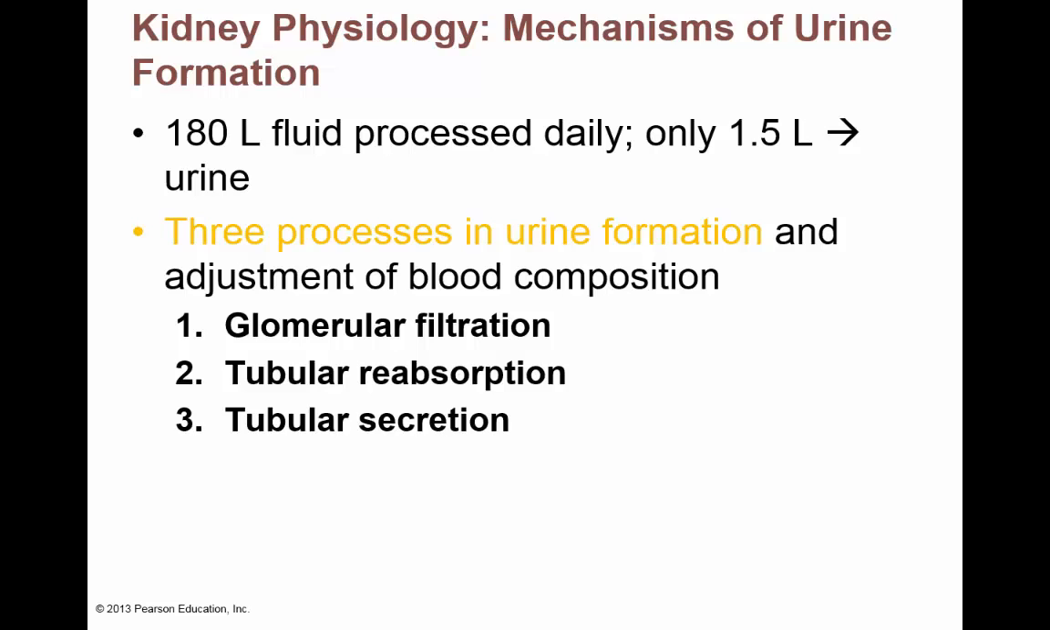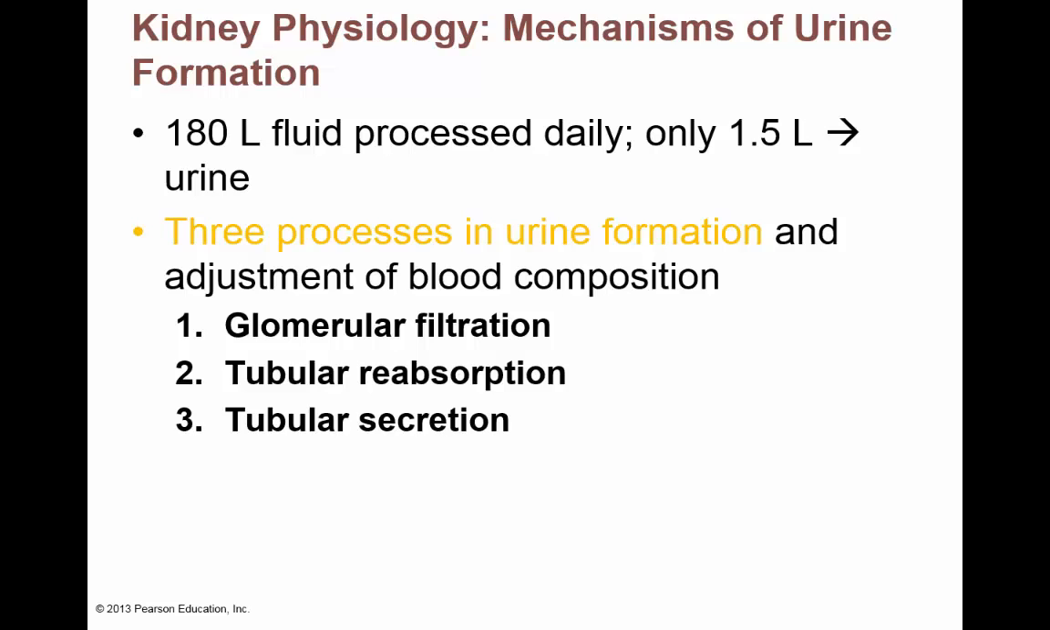Now, altogether, we make about 180 liters of filtrate a day. That's a lot of gallons. I was going to say there's about 4-ish liters in a gallon. You do the math. That's a lot of filtrate that we make every single day. We make about 180 liters of fluid. Only about 1.5 liters actually turns into urine. Again, this is 500 milliliters, so you make about 3 of these worth of urine a day.